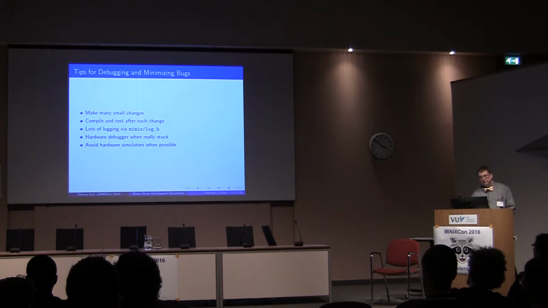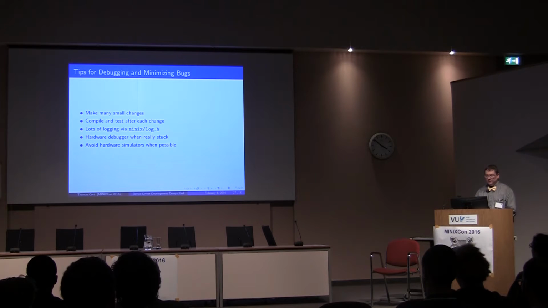So my number one tips for debugging are to make a lot of small changes and compile and test after each change. And try to do as much logging as you can with the log.h file. A lot of people use hardware debuggers, but I find it's just too complicated and it's much easier to just print out what all the variables are.